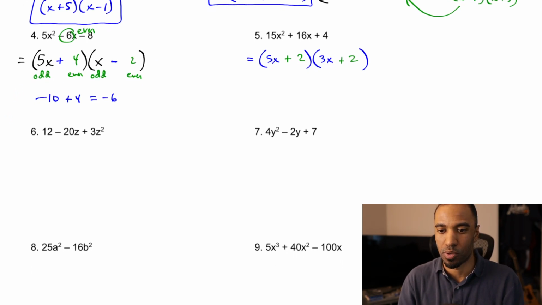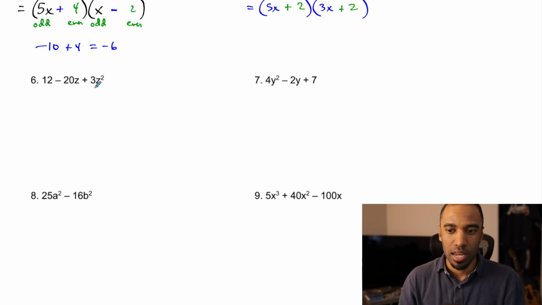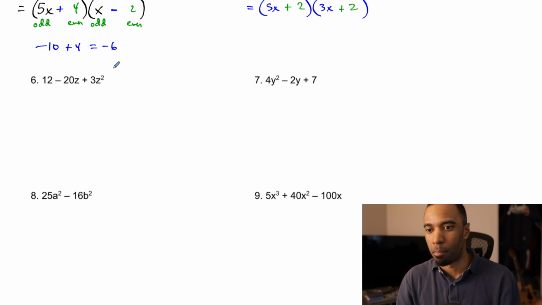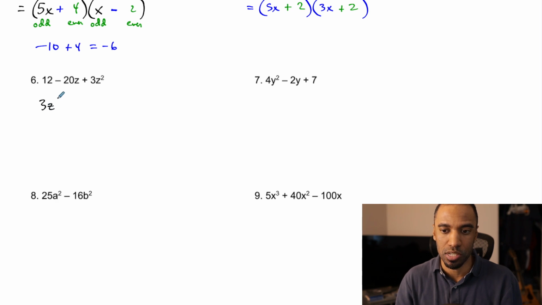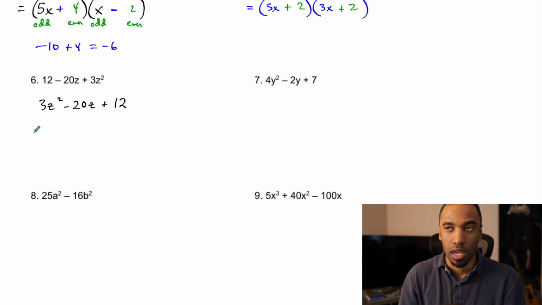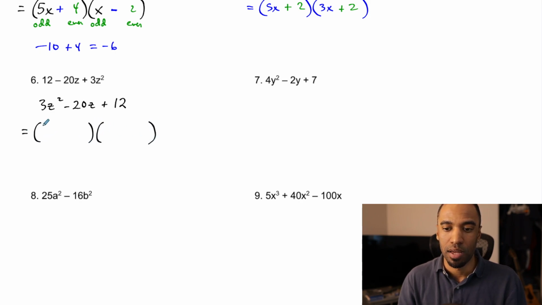So (5x + 2)(3x + 2). All right, this next one, you probably saw me write this in standard form. Personally, I need standard form here. So I need 3z squared minus 20z plus 12. I need my quadratic term to appear first, and by and large that's probably the best way to go about it anyway. So when I factor this, if it's factorable, I know there's going to be a 3z times a z that gets me 3z squared.